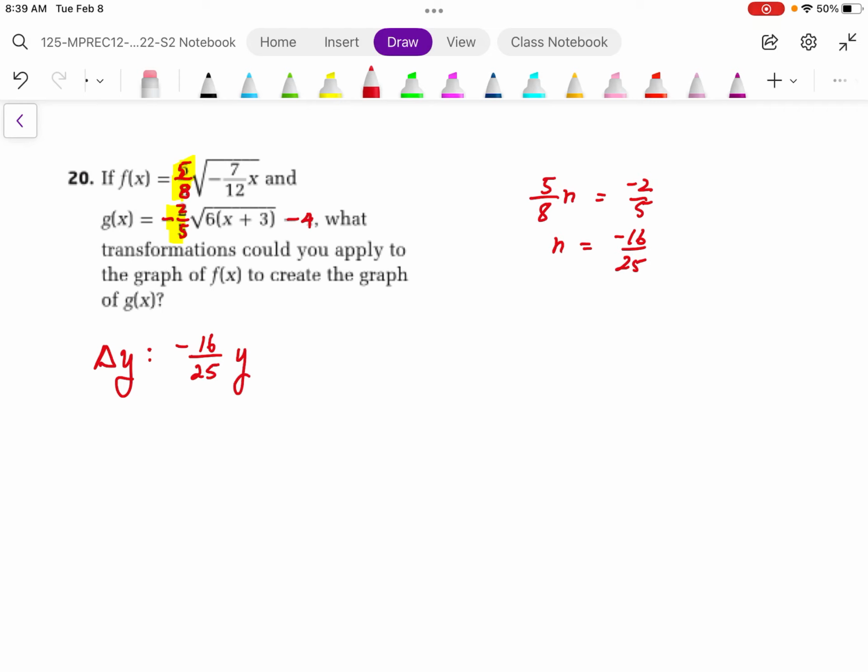Okay, so I'm going to do that to the y, but then I also need to shift it into place. We always want to do the times first, and then we want to do the plus minus second. Okay, because it's easier to get the shape first and then shift it into place. So that's what I've done here.